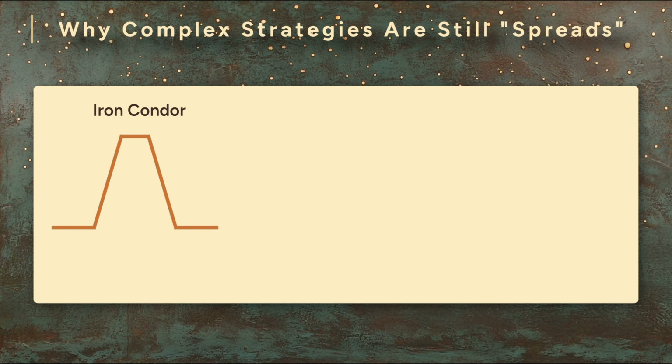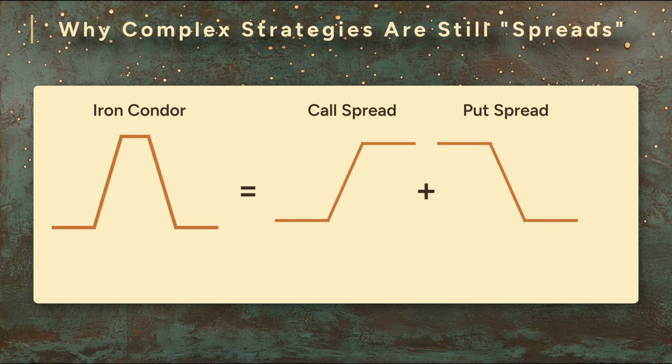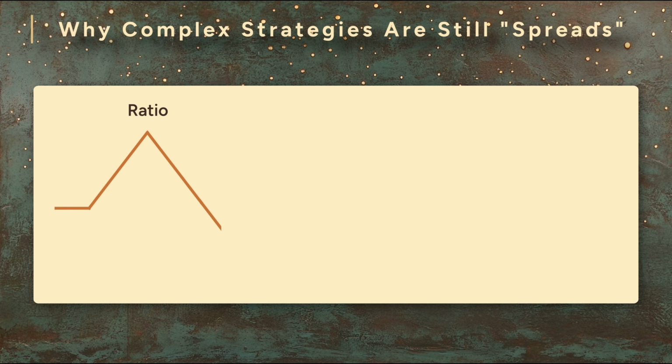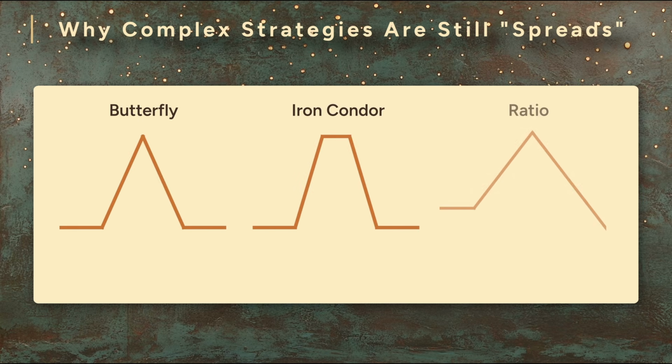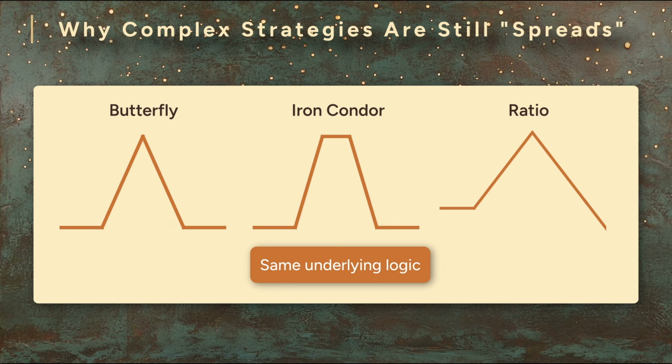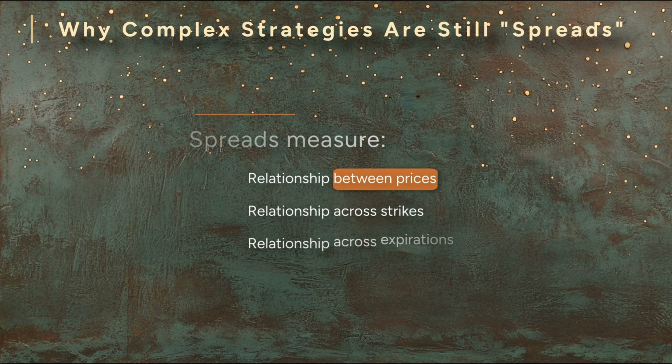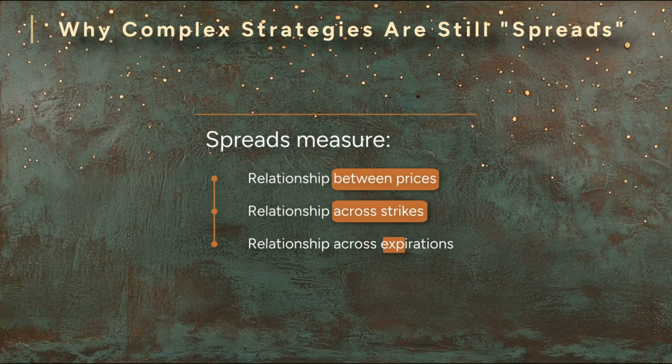An iron condor is a pair of short verticals, one call spread and one put spread, engineered to profit when the stock stays within a certain range. A ratio spread tweaks the formula by selling more options than you buy, amplifying one side of the payoff curve. Each of these strategies may look different on a chart, but the logic underneath never changes. They all measure the relationship between prices, across strikes, across expirations, or both. Complexity in options is just layering. The foundation is always the same simple structure, the spread.